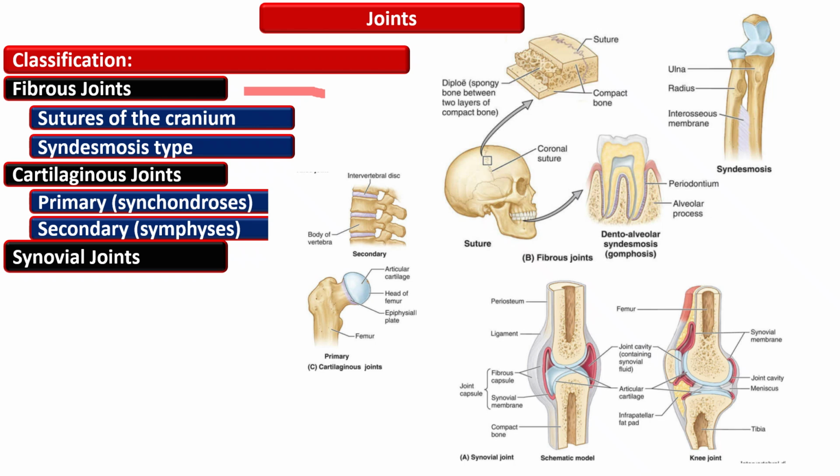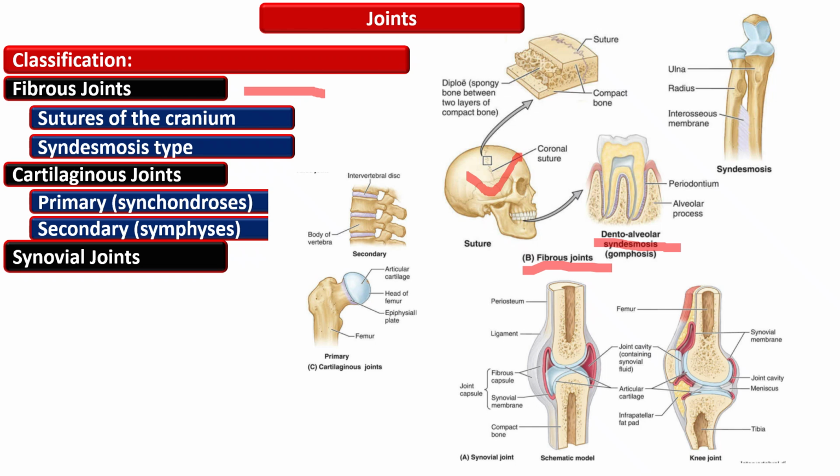In fibrous joint, the articulating surfaces are united by fibrous tissue. Examples of these are cranial bone suture or syndesmosis, in which two bones are united by a sheet of fibrous tissue. Another example of syndesmosis is dento-alveolar syndesmosis.